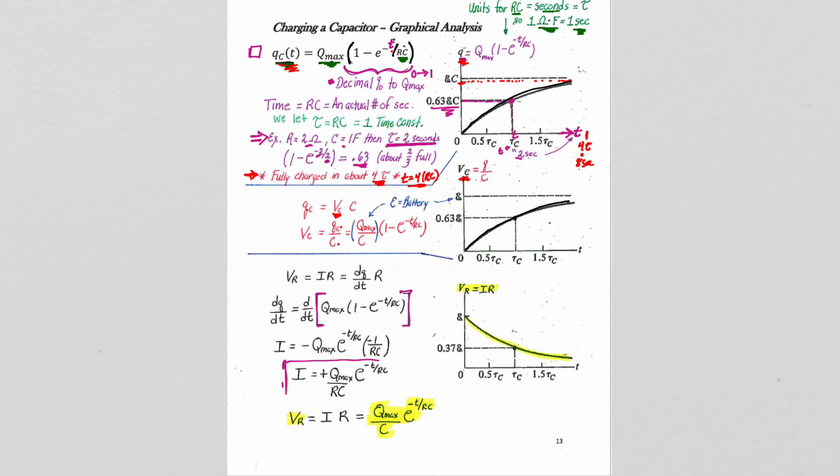We get the current is given by Qmax on RC. V equals IR, so we plug that in for the I, and the R's cancel out. So we get the Qmax on C, times e to the minus t on RC. So it falls off exponentially in terms of the voltage across the resistor. The current across the resistor, notice, also falls off exponentially according to e to the minus t on RC.